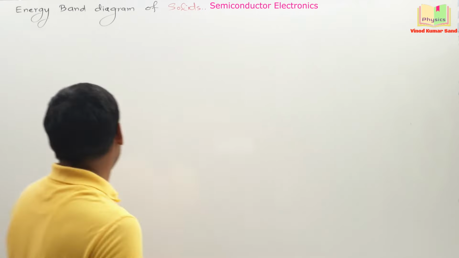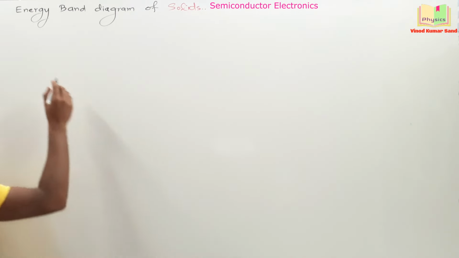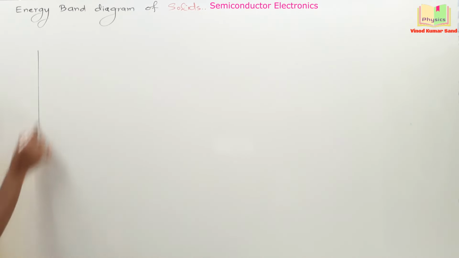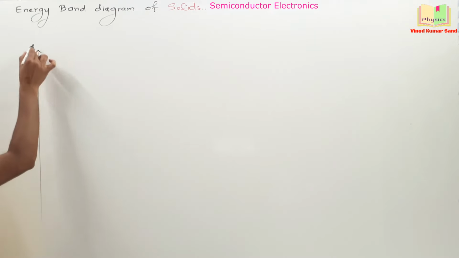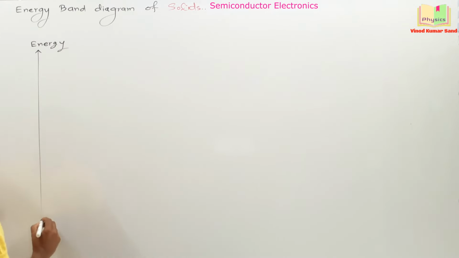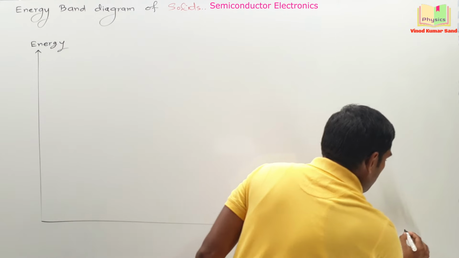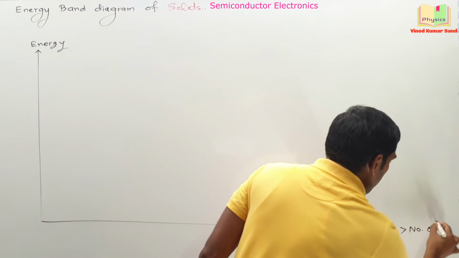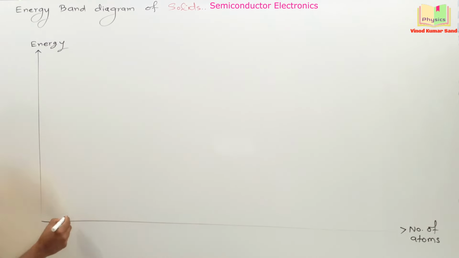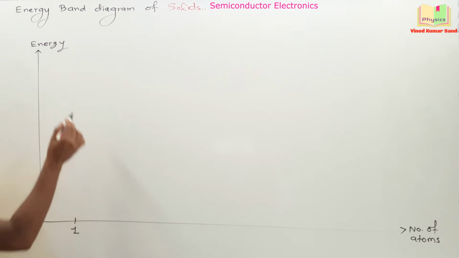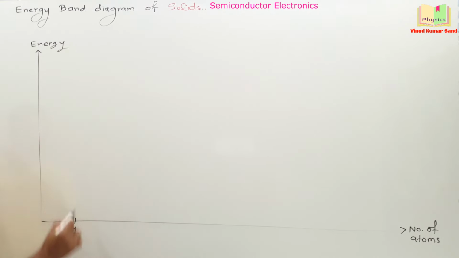So let's have a look at this. On the y-axis, suppose we consider the energy, and on the x-axis we are taking the number of atoms. First of all, we talk about a single isolated atom. In a single isolated atom, we know that the energy levels are discrete.